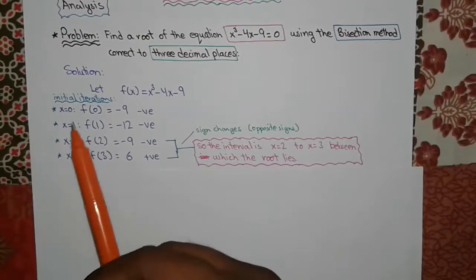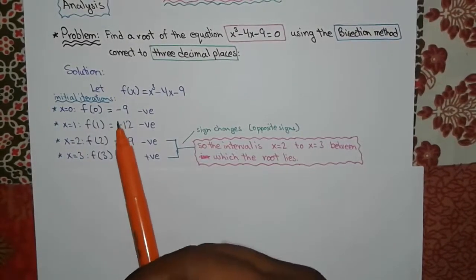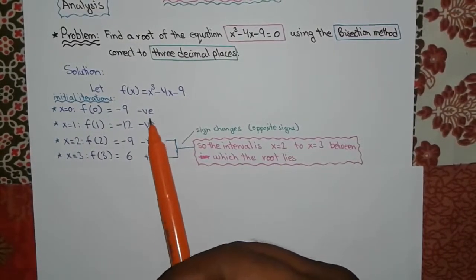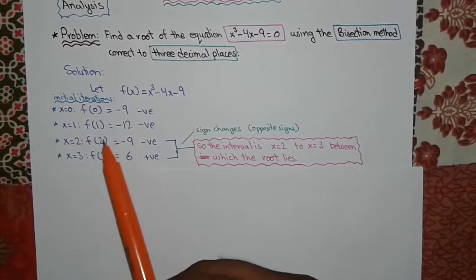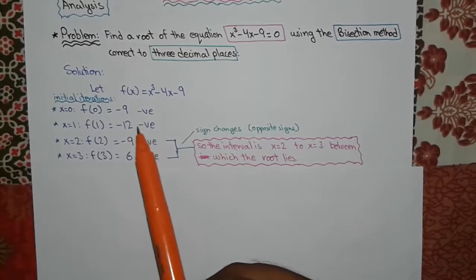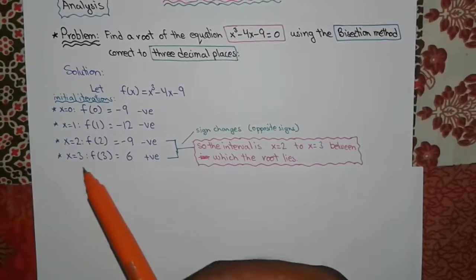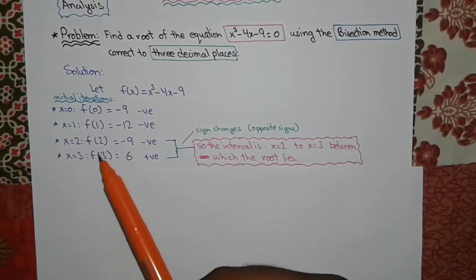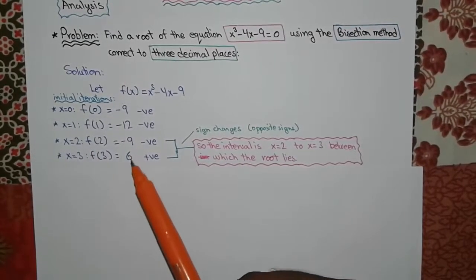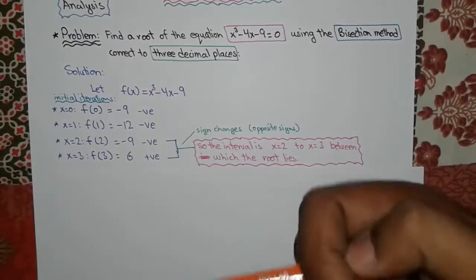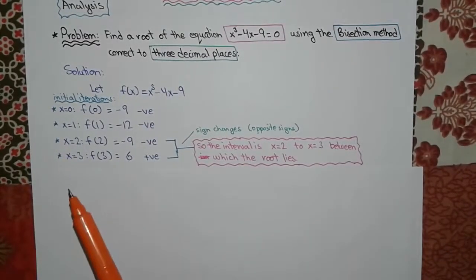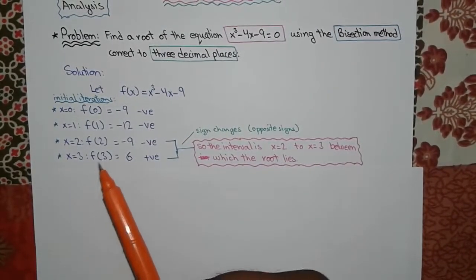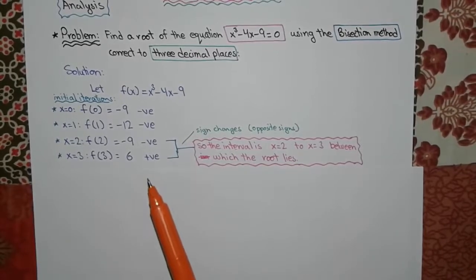So we can see that when x is equal to 0, f of 0 is coming negative, minus 9, and when x equals 1, f of 1 is also negative, that is minus 12. When x equals 2, f of 2 is again minus 9, that is still negative. But when we reach x equals 3, f of 3 is positive 6.